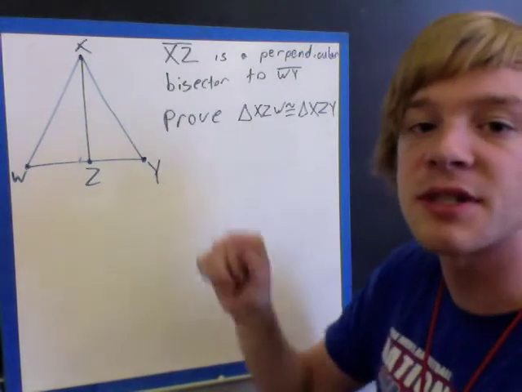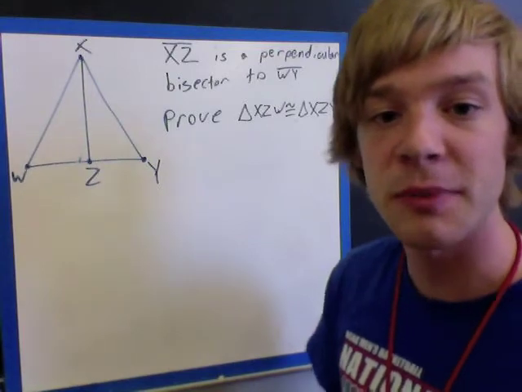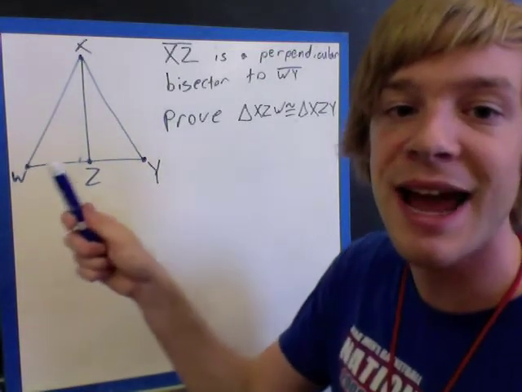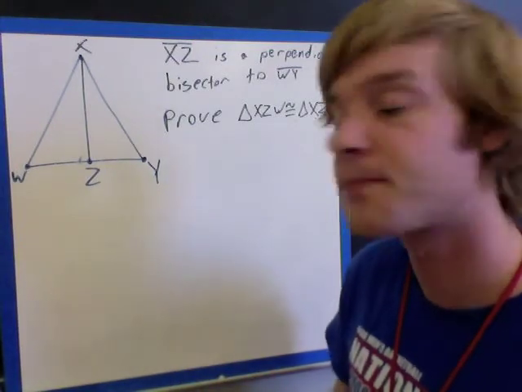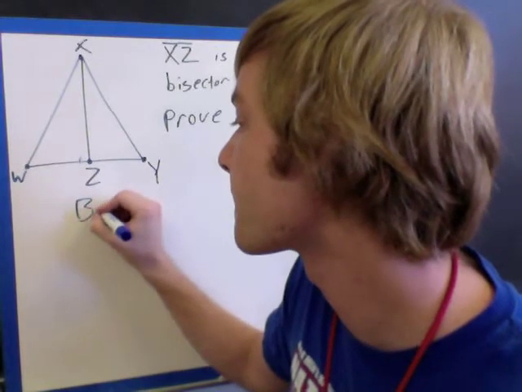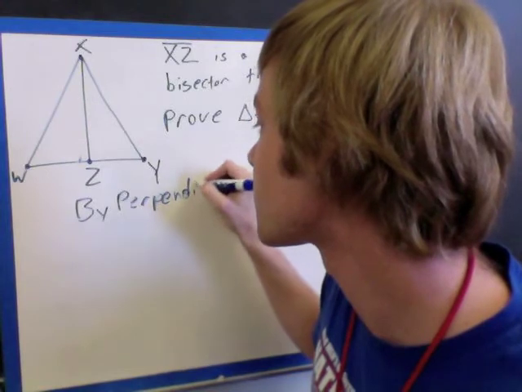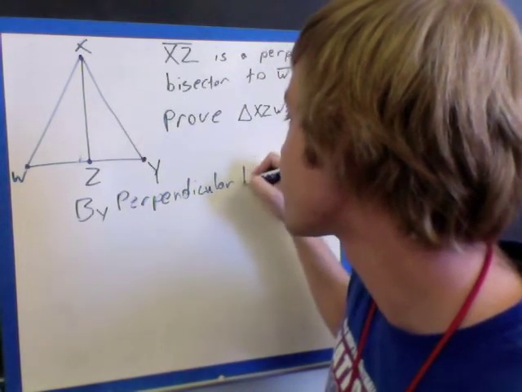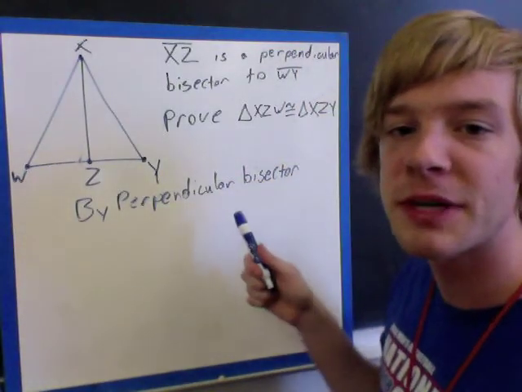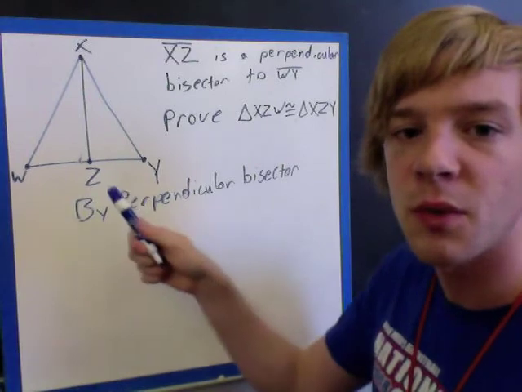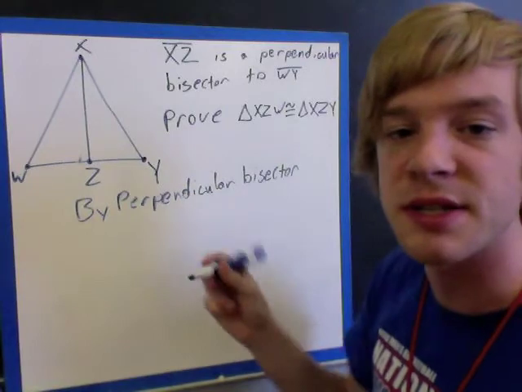Now we don't have any givens here for our diagram, so we're just going to go straight into our rules. If you remember, perpendicular bisector means that it cuts this line in half and they meet at 90 degrees. So we can get two pieces of information from this one rule. So by perpendicular bisector, first off, we know that it cuts this line in half. So that means WZ is the same thing as YZ.